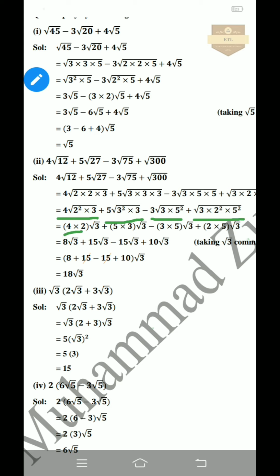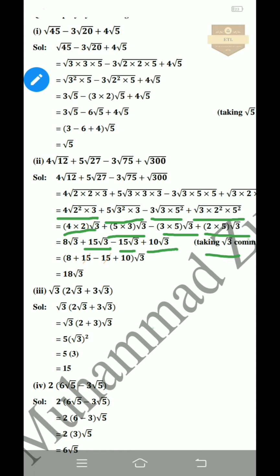Power 2 will be cancelled with the under root, and we have 4 multiplied by 2 under root 3, plus 5 multiplied by 3 under root 3, minus 3 multiplied by 5 under root 3, plus 2 multiplied by 5 under root 3. In the next step, 4 into 2 is 8 under root 3, plus 5 into 3 is 15 under root 3, minus 15 under root 3, and plus 10 under root 3.